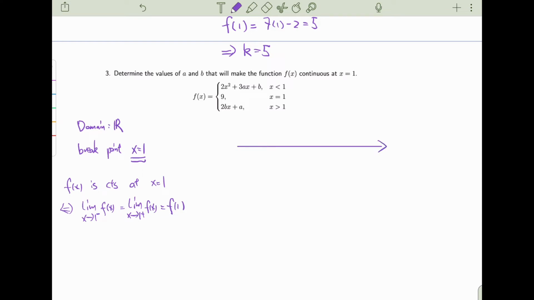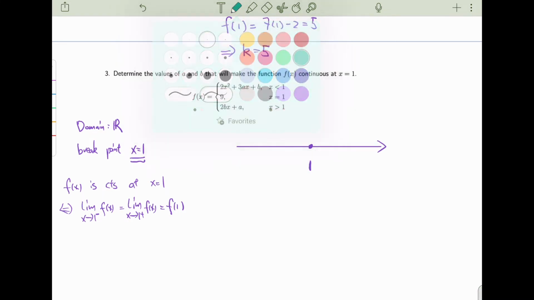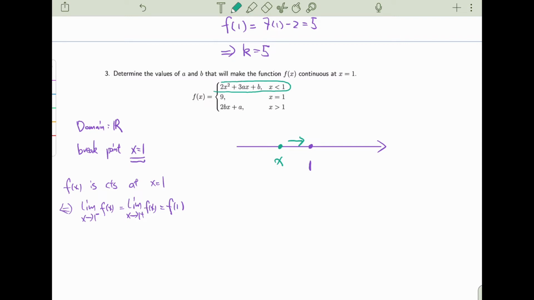To give you a better picture, I'm going to draw this, right? This is my breakpoint 1 here. And take a look at the limit from the left. This is the x point, right? It approaches this from the left side. So you see that the green x is less than 1, which means when evaluating the function, I'm going to choose this expression. Okay, the green expression.